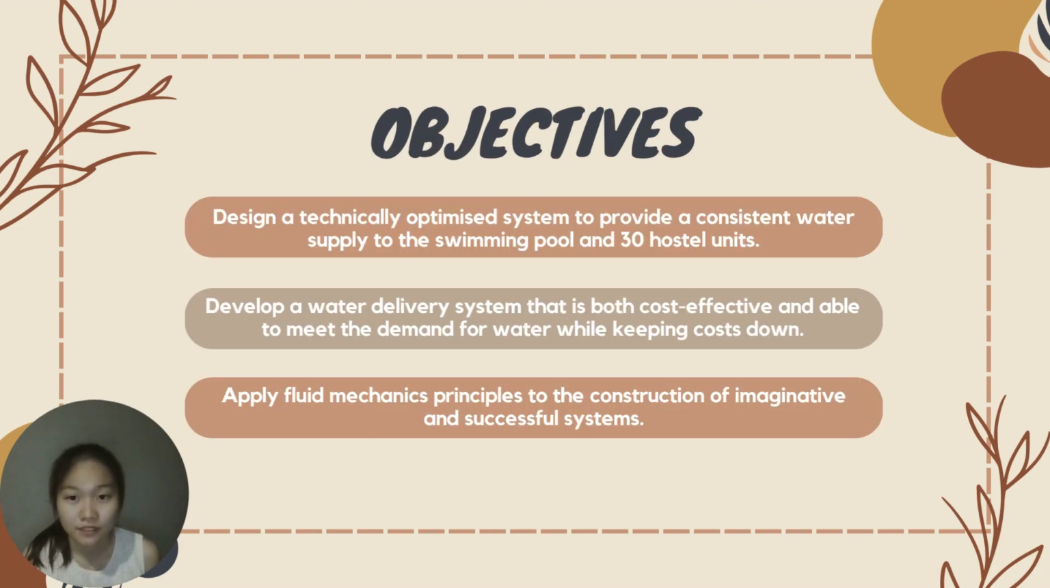Objective: First, design a technically optimized system to provide a consistent water supply to the swimming pool and 30 hostel units. The second one, develop a water delivery system that is both cost-effective and able to meet the demand for water while keeping costs down. Then, apply fluid mechanics principles to the construction of an imaginative and successful system.